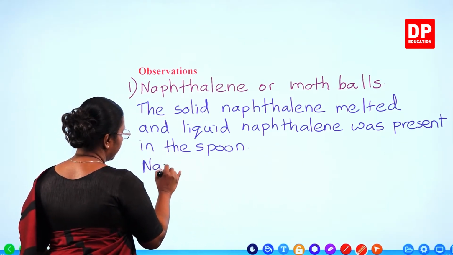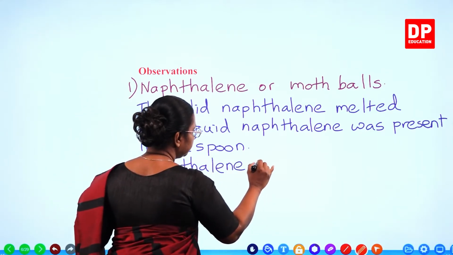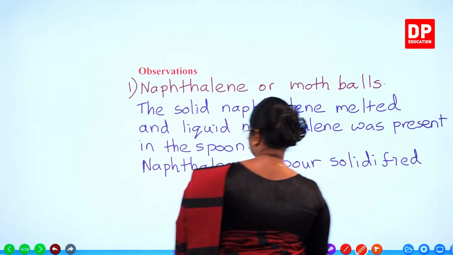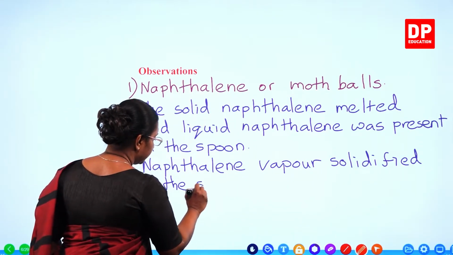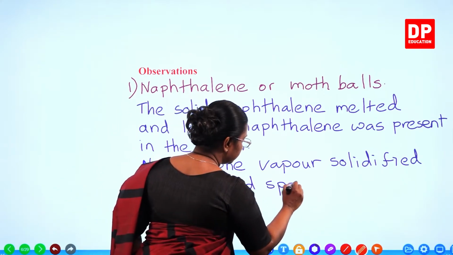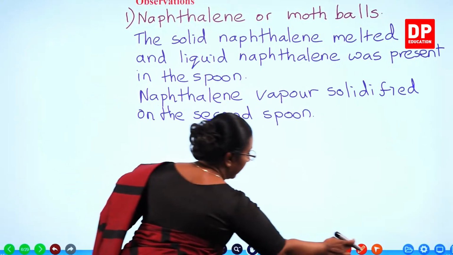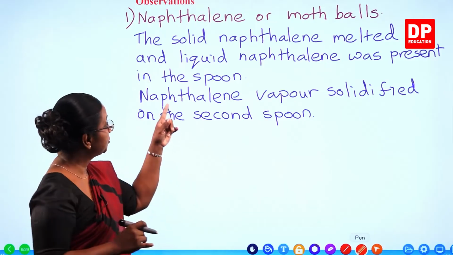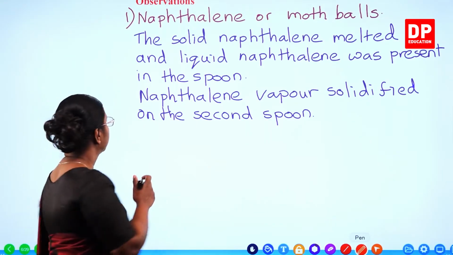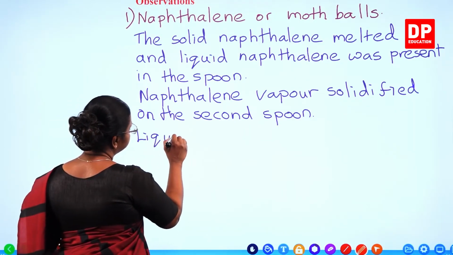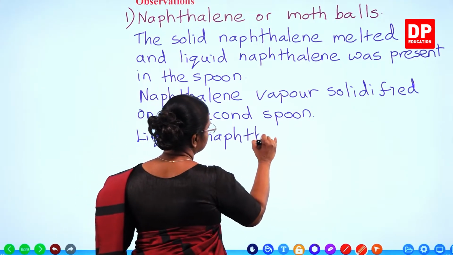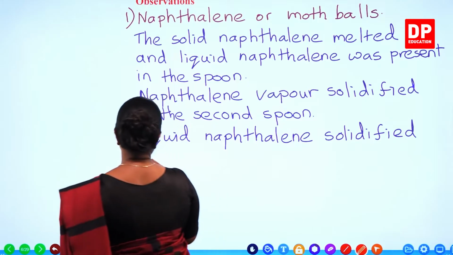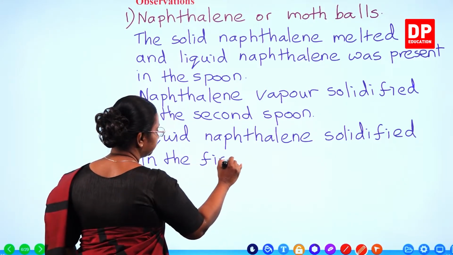Then what did we say? Naphthalene vapor solidified on the second spoon. And also, you all were able to see when I kept the first spoon aside for some time, the liquid naphthalene solidified again. So that's the third one. Liquid naphthalene solidified in the first spoon.